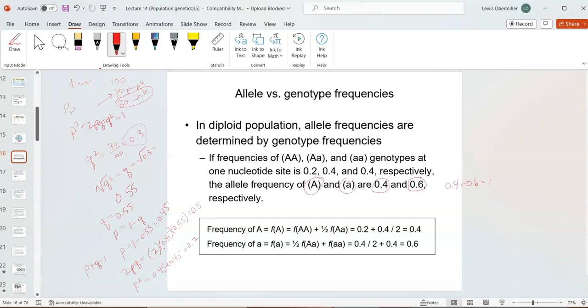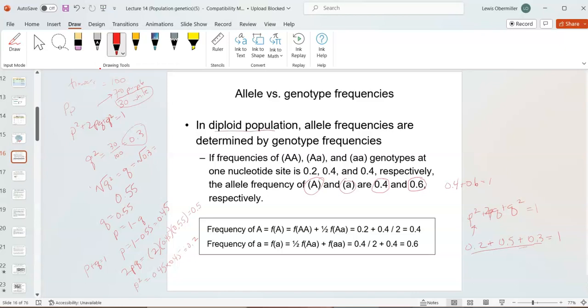So if we go back to check our work, p squared plus 2pq plus q squared, well, we calculated p squared to be 0.2. We calculated 2pq to be 0.5. And we also calculated q squared to be 0.3. And so all of those should add up to 1. That's the equation, and they do. So that's a good way to check your work. And that's how to do the Hardy-Weinberg equation.